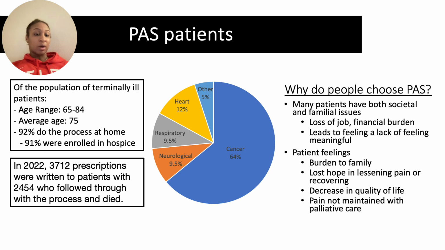So of this population of terminally ill patients, the average is around 65 to 84 years old, with the average age being 75. Majority of these patients will receive the prescription and continue this process at home, and they had been previously enrolled into hospice. In 2022, there were over 3,700 people who asked for these prescriptions, but only 24 actually followed through with it.